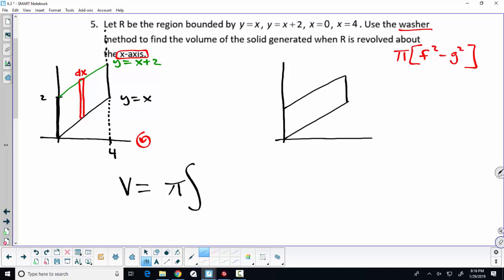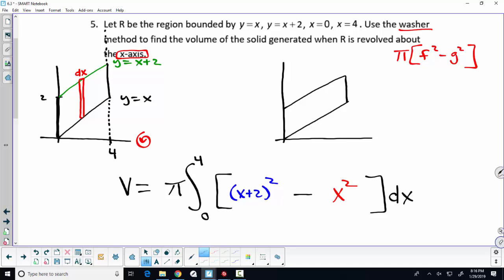Anybody want to volunteer? What you got? 48.5. Okay, that's the answer. What'd you get for the setup? Let's see, that's 0 to 4 and 4x plus 4. Okay, before that, what's your outer radius squared minus your inner radius squared? x plus 2 squared minus x squared? Yes. Yeah, thank you. Appreciate it.